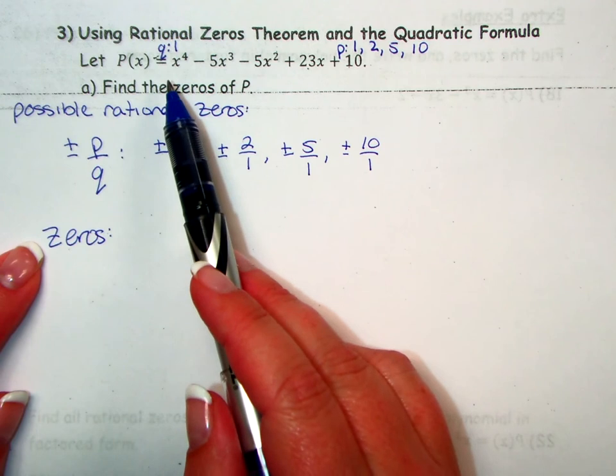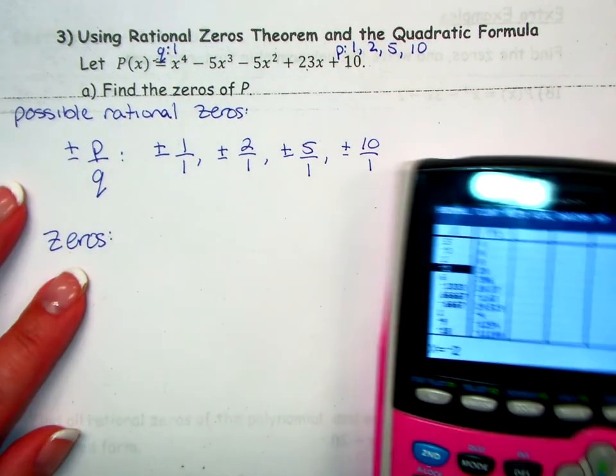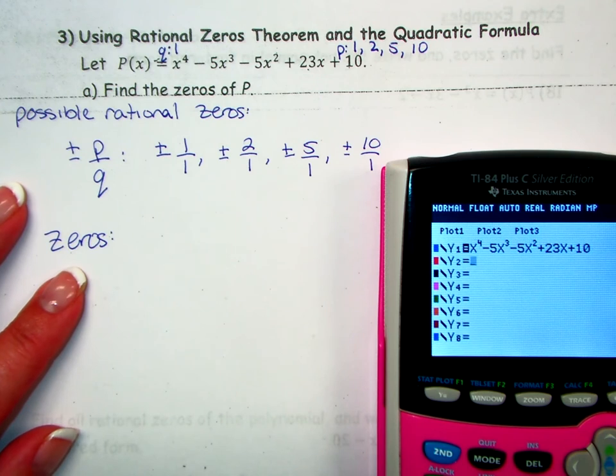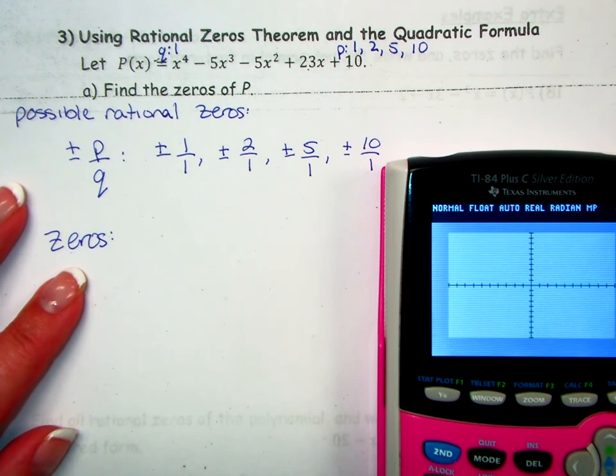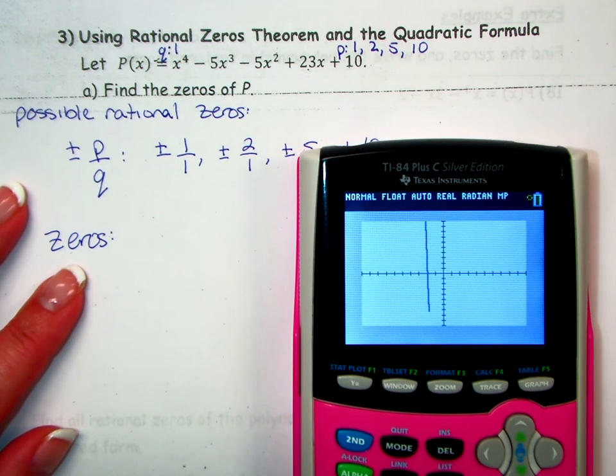Okay, so I'm going to get my calculator. I'm going to plug this in and then look at where the graph has x-intercepts. Right, x to the 4th minus 5x cubed minus 5x squared plus 23x plus 10. All right, so now if I click graph, hopefully this graph crosses the x-axis twice. 1, 2, 3, 4. All right.